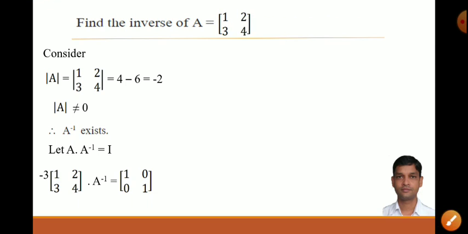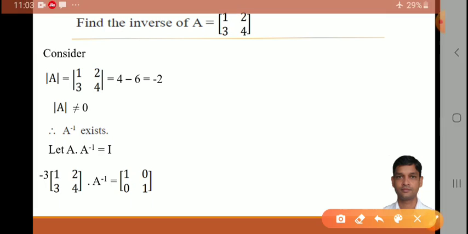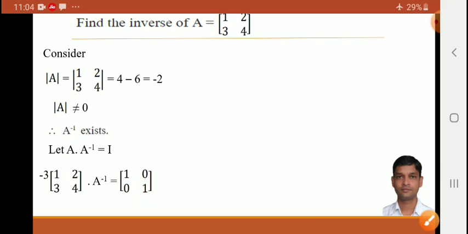So for the first row we will multiply the first row by -3. Why -3? Because -3 into 1 will give you -3, and that -3, if you add to 3, -3 plus 3 becomes 0. Then you will get 0 here at the place of 3. That's why we multiply the first row by -3.